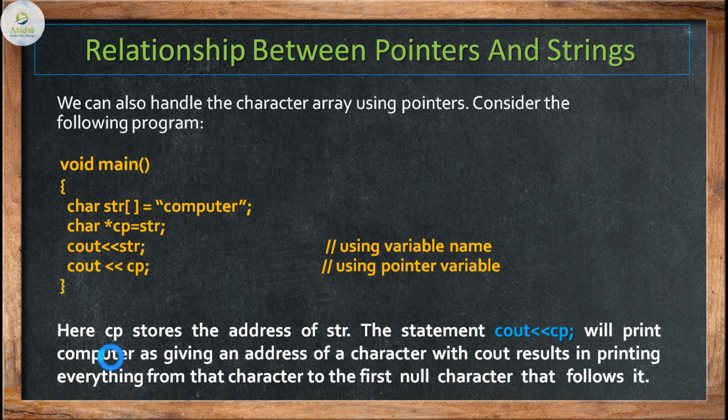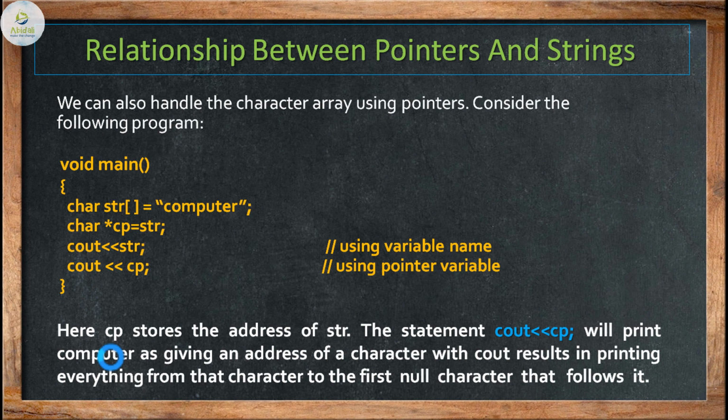Consider the following program. In the program we have initialized str is equal to computer. A character pointer CP has been declared. It is assigned the address of str. Here the address-of operator is not used; directly it will store the base address. What do you mean by base address? The starting address of the array.